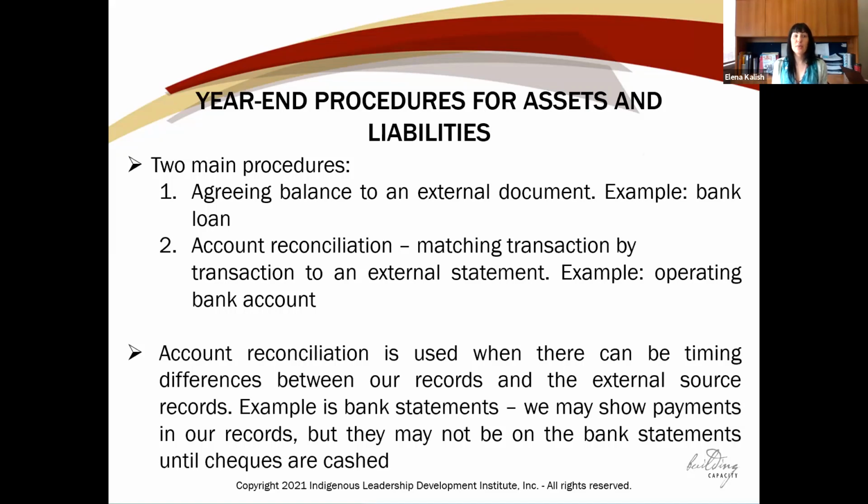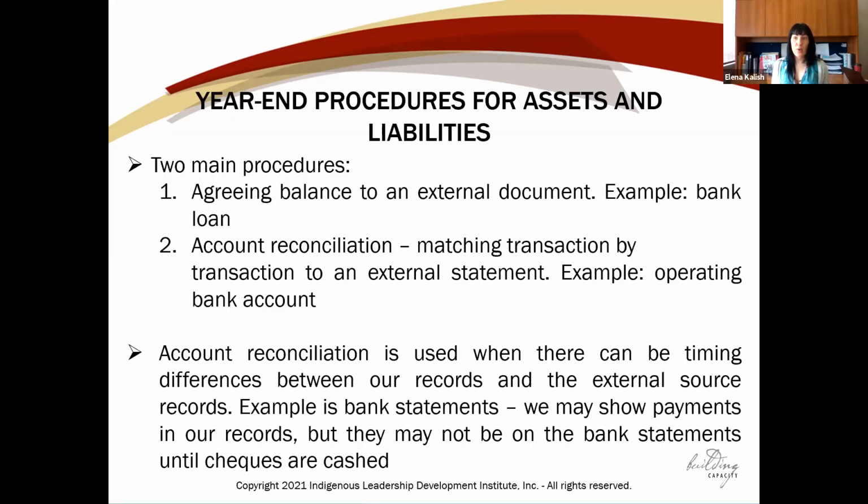there are two main procedures. So one is when we agree our balance to an external document, an external statement. So an example would be a bank loan, right? So if we're showing a mortgage balance in our records of $1 million, then a bank statement for that mortgage hopefully says the same, that it's $1 million right at our year end, let's say March 31st.